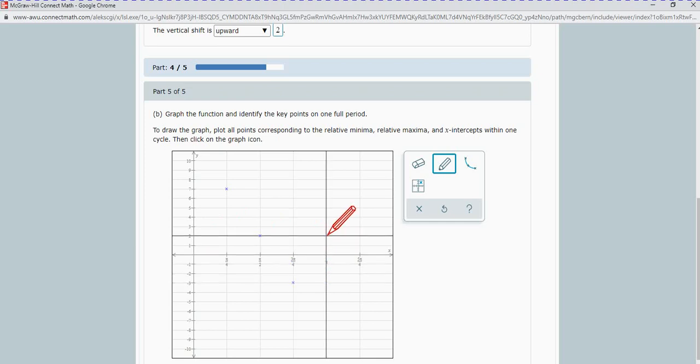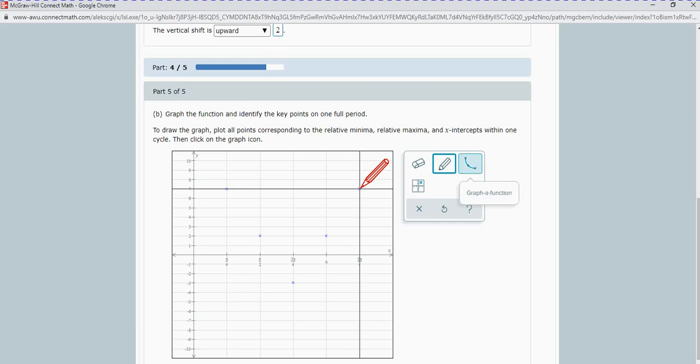Then we have pi and 2. And then 5 pi over 4 and 7. Okay, and that's everything we need. Now that we've got those 5 points, we've got that full period, we can use the graph a function tool. It's going to connect it, and notice it's going to graph the whole thing. So we graphed 1 period by hand, it's going to graph the whole function with the understanding that we continue to the left and continue to the right in the same manner.